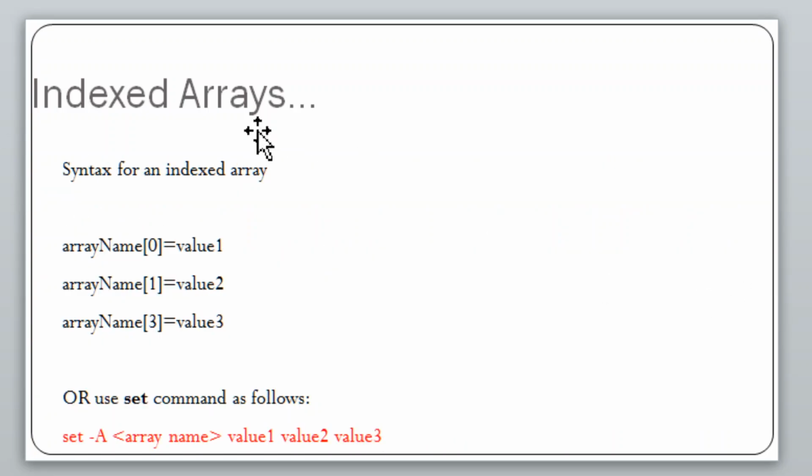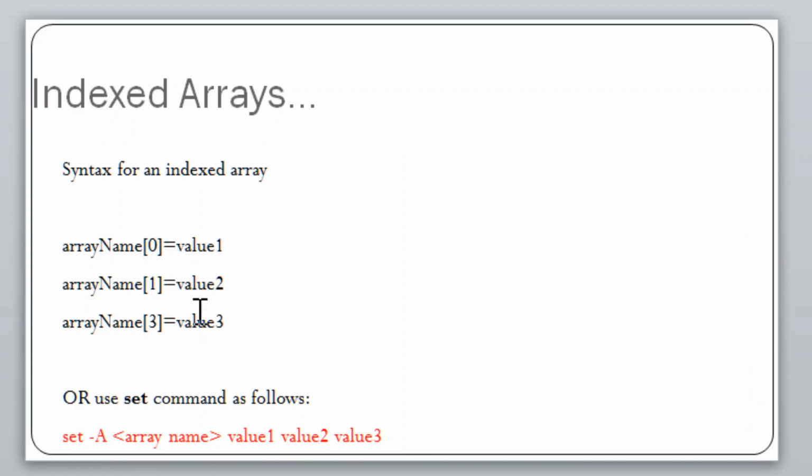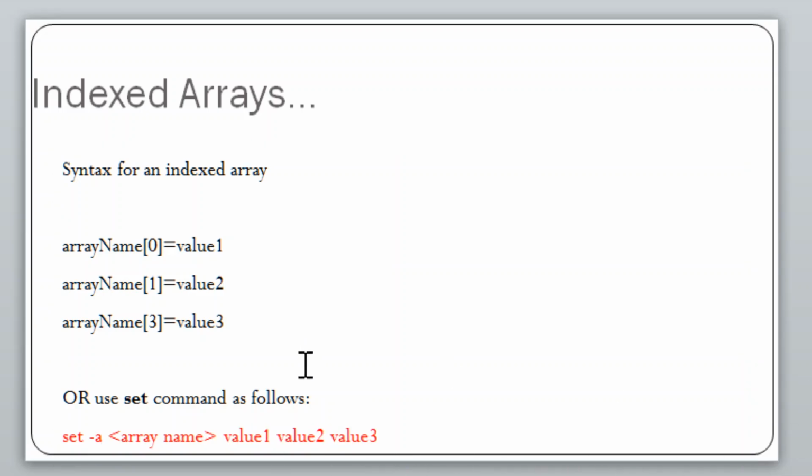So we see a quick setup and example for the syntax of an array. We have array name[0]=value1, [1]=2, and so on. So this is setting a single value at a time. This is the key, and this is the value. So we know that the 0 in that array is equal to 1, the 1 in this array is equal to 2, and so on. Or we can use the set command, and actually it should be lowercase a. So set -a, the array name, and the values 1, 2, and 3.